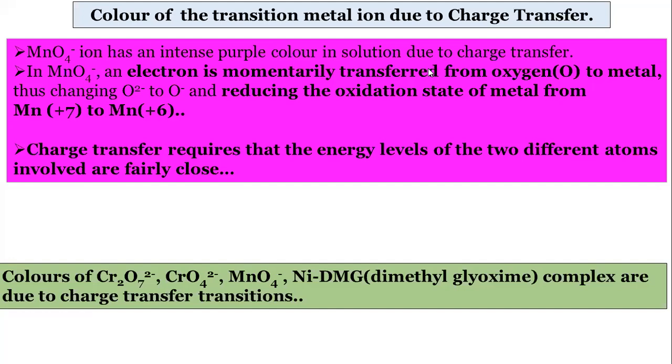So remember, the answer is charge transfer. I will explain how the charge is transferred in MnO4 minus. MnO4 minus is an intense purple colored solution due to charge transfer. An electron is transferred from oxygen to metal, means charge from this oxygen is transferred to manganese.